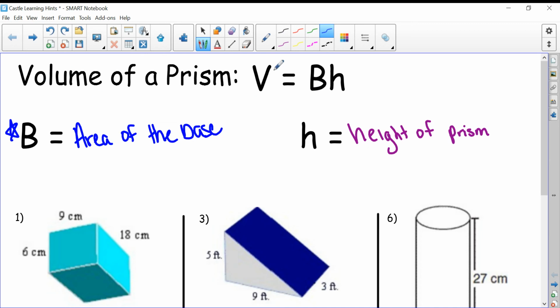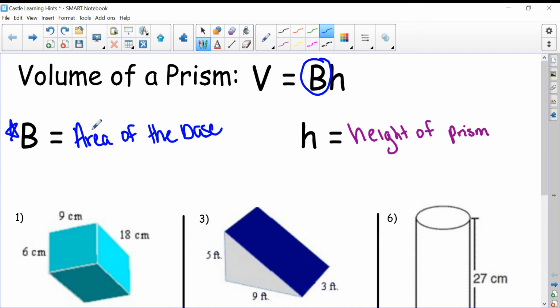So this is the volume of a prism. The formula is capital B times H, and this is given to you on the Regents reference sheet. So you'll never have to memorize this, but you do need to know what this capital B stands for. Capital B is different than your lowercase b. The capital B stands for the area of the base.